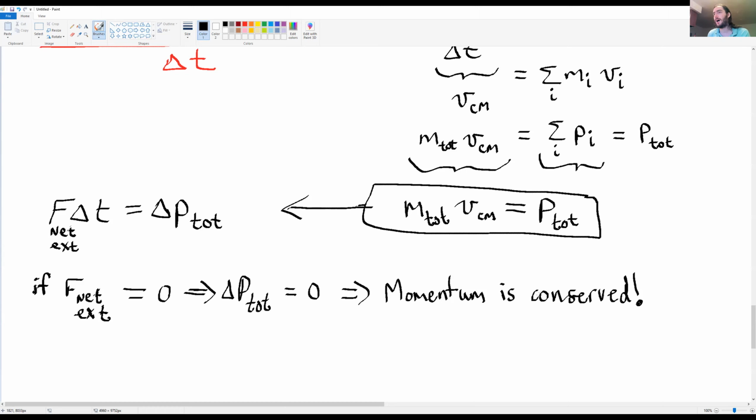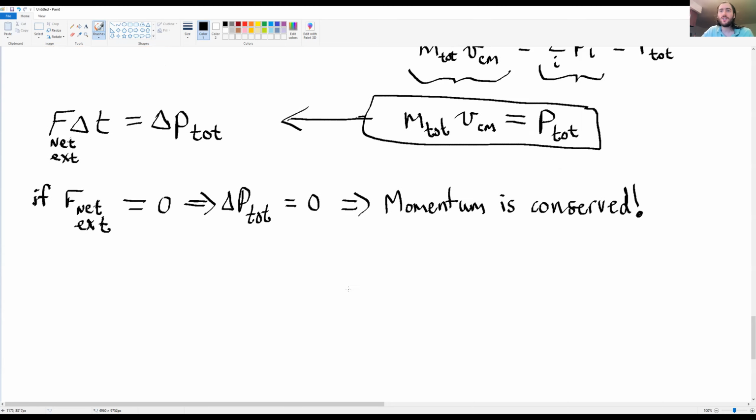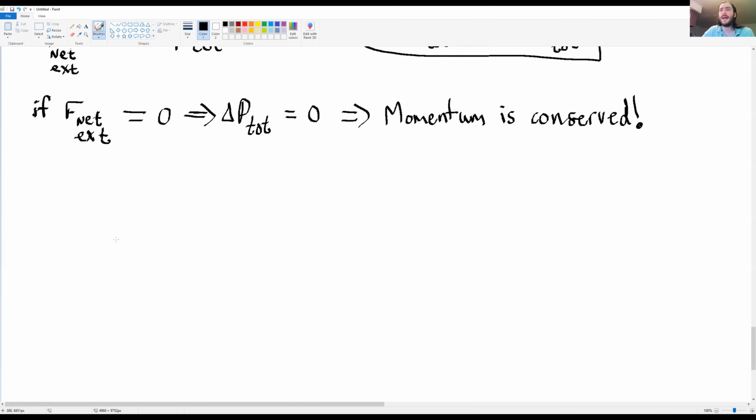Okay, so where are we going? How does this relate to what we're doing in this chapter, which is rotational motion? Well, there are situations in which the net force on an object can be 0. I will show you a situation now.